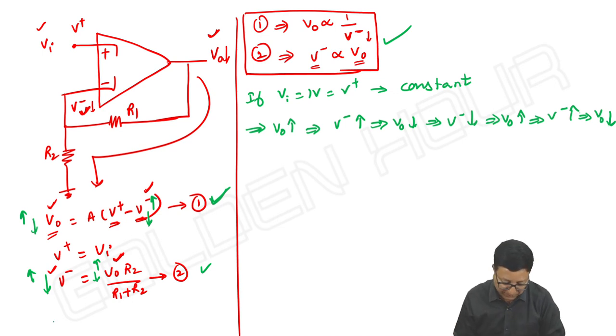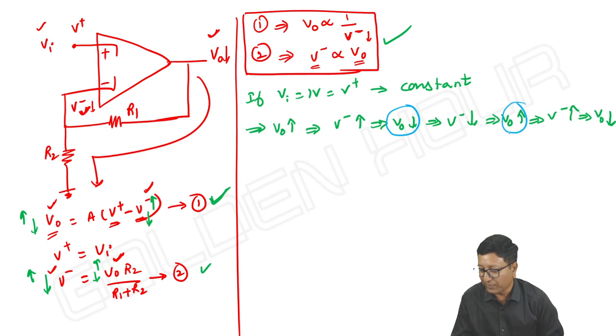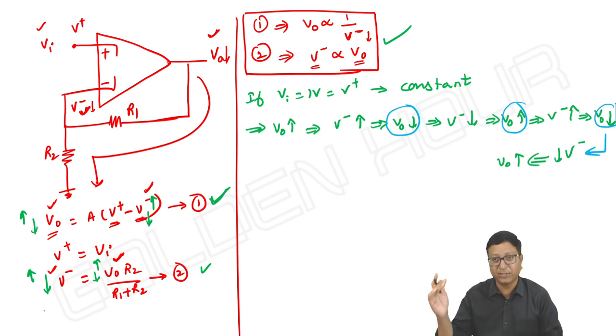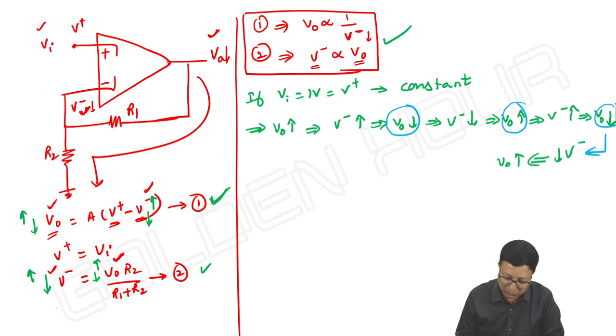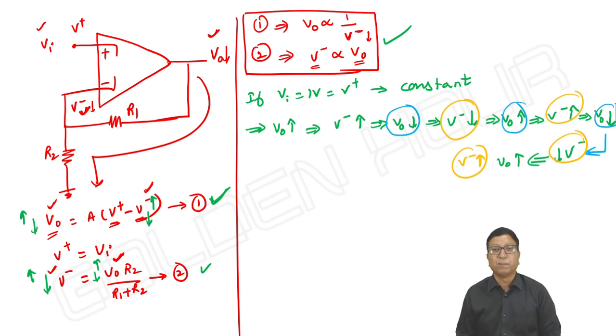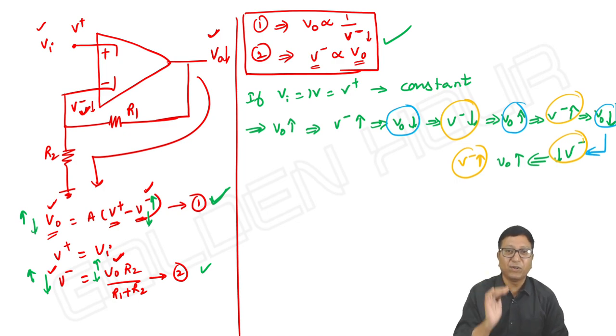So alternatively, if you observe this, in one step the output is decreasing, but again it is increasing. Next again it is decreasing. Next, as V output decreases, V minus will decrease. V minus decreases means V output will increase. As a whole, it looks like output is increasing, decreasing, again increasing, decreasing, alternatively. The same thing we can see for V minus also: decreases, increases, again decreases, next it will increase, alternatively. Finally, what happens? Both V minus and V output will neither increase nor decrease.